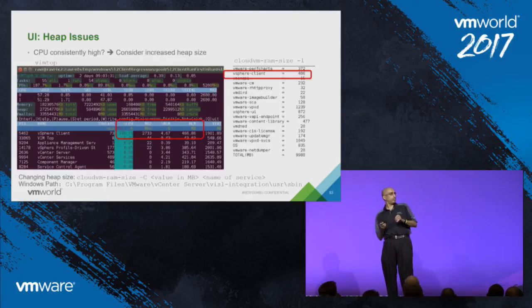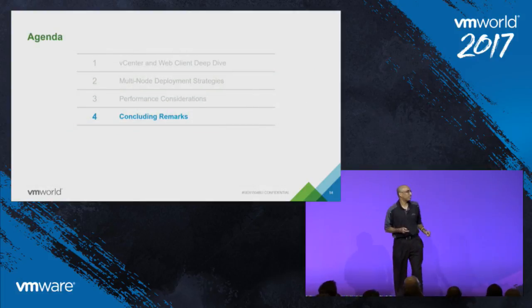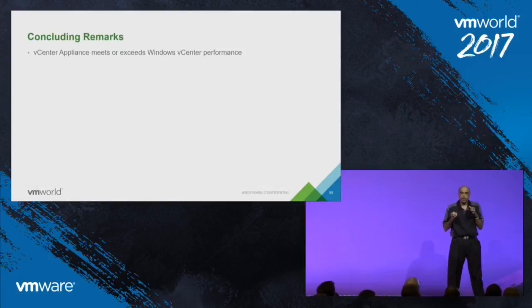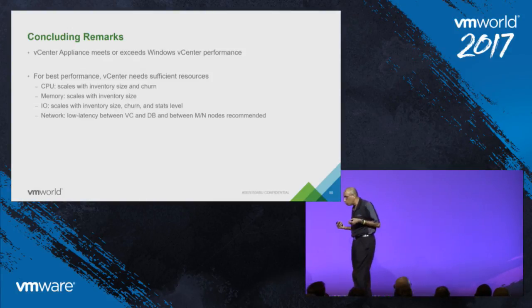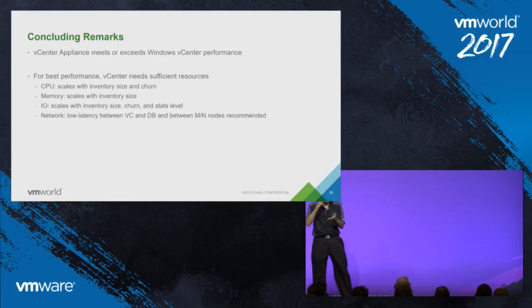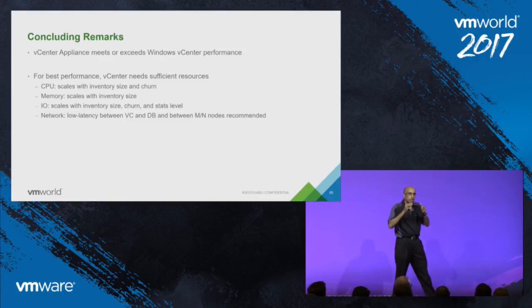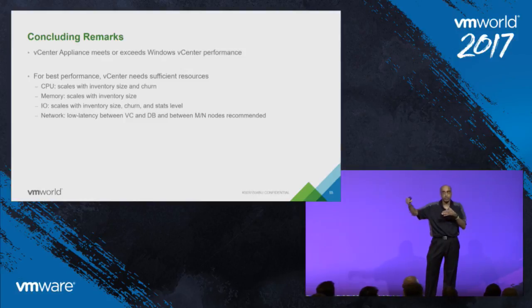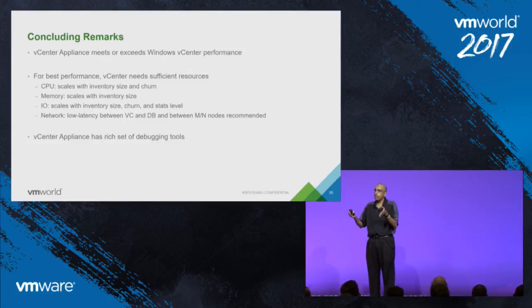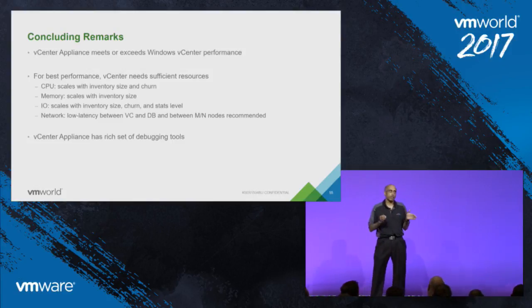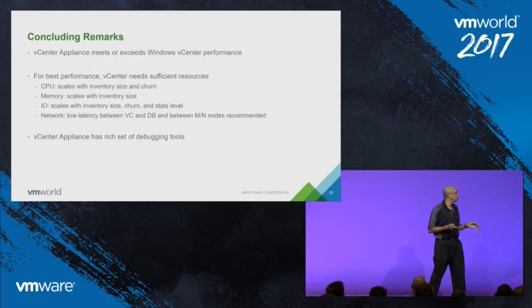I don't see any other cameras, so I'm going to go to the very last slide. OK, to conclude. We hope that we've convinced you that vCenter appliance performance meets or exceeds Windows, so hopefully performance isn't a barrier to going to the appliance. We hope we've articulated that your load, your inventory size, number of clients, et cetera, are all considerations as you plan out the resources that you need. And I hope I've convinced you that the appliance, while it may be a different set of interfaces, does offer a very rich set of debugging tools, so we encourage you to try those out.